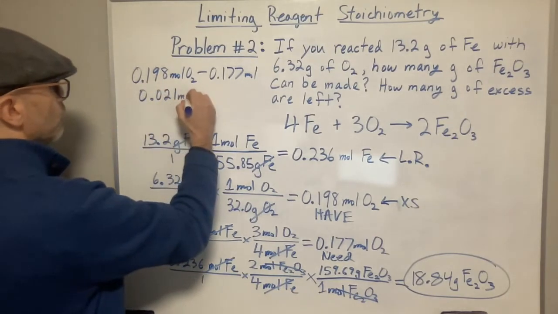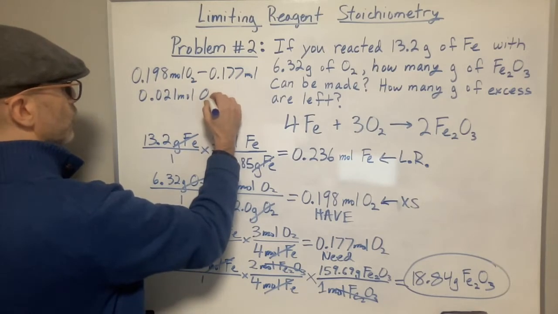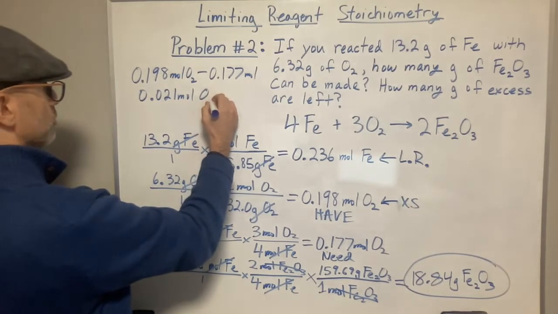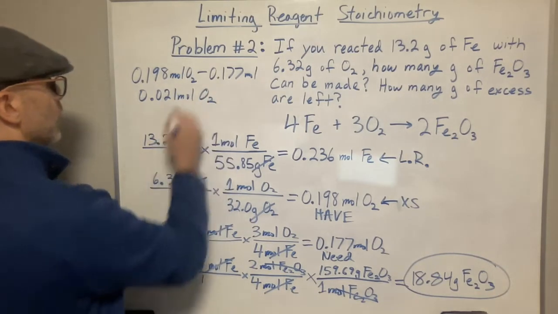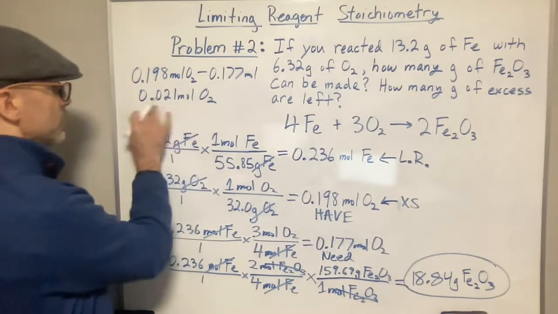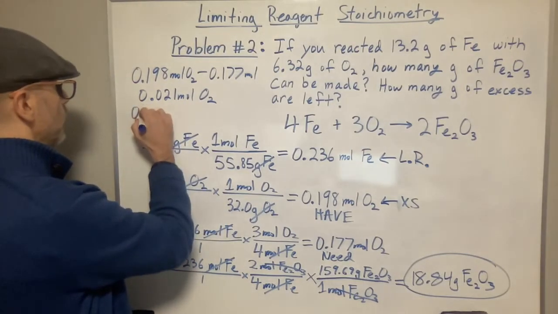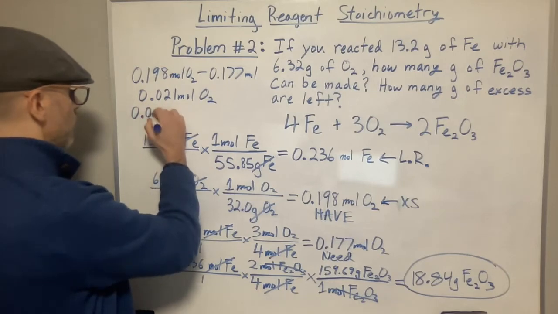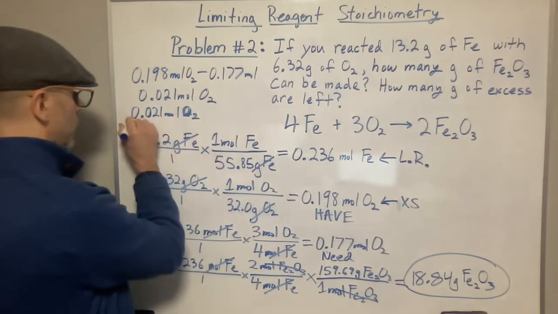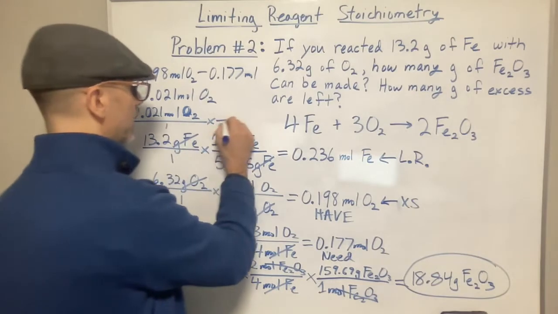0.021 moles of O2 left over. And so now what I can do is convert that to grams to get the grams that I would have left over. So then I have 0.021 moles of O2 left over. And then I can use the molar mass to convert that to grams.